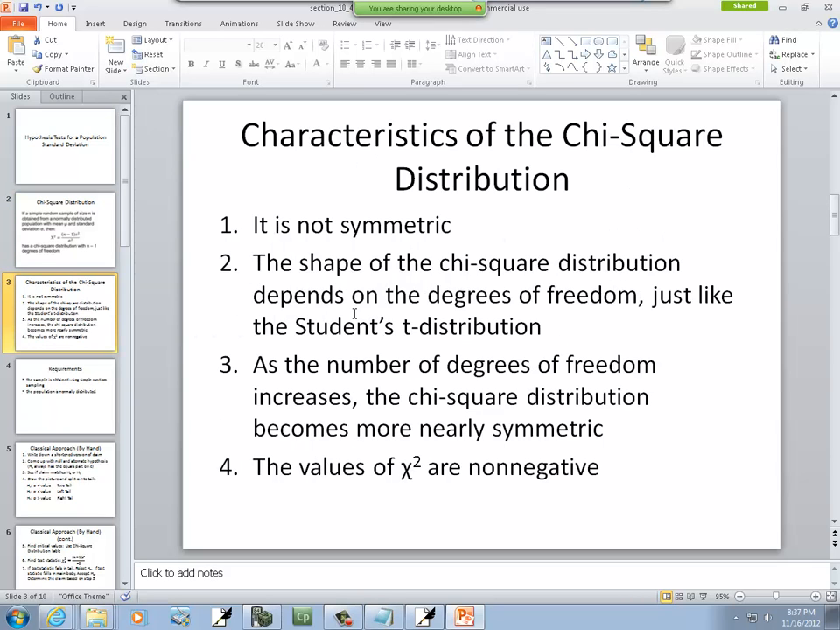Now, characteristics of the chi-square distribution. It's not symmetric. The shape of the chi-square distribution depends on degrees of freedom, just like the student's t-distribution. But as the number of degrees of freedom increases, the chi-square distribution becomes more nearly symmetric. And the values of chi-square are non-negative, so you're never going to have negative chi-squares.